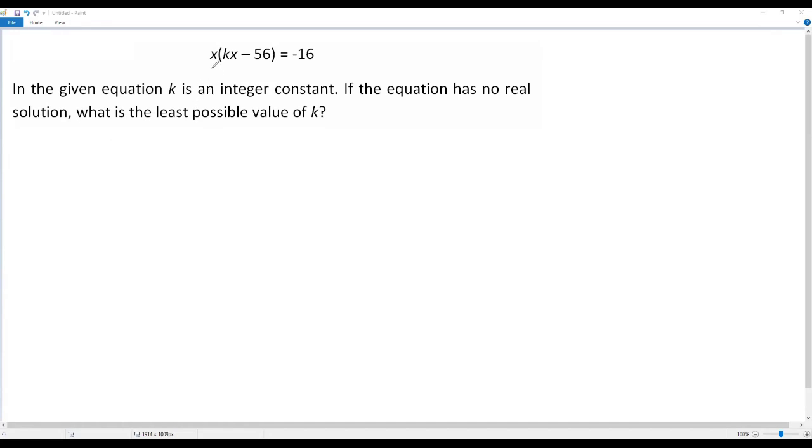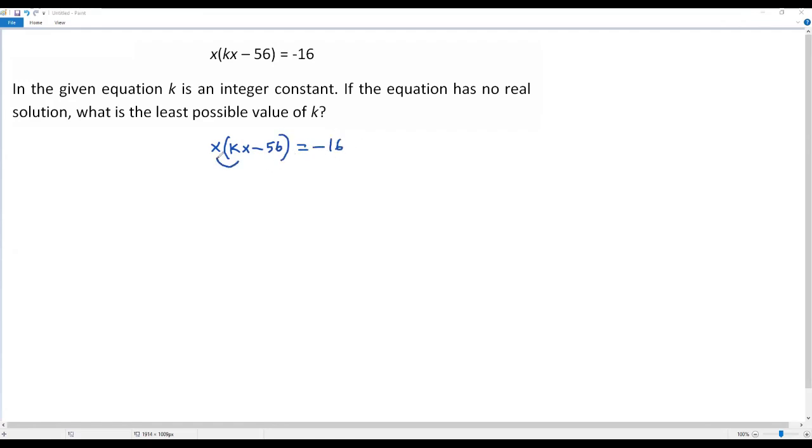Okay, in the given equation, on the left side we have x times (kx - 56). If I distribute this x to this kx, I get kx². So clearly, it's a quadratic equation. Now let me write this quadratic equation in standard form, that is ax² + bx + c = 0. Let me write the given equation as it is: x(kx - 56) = -16.